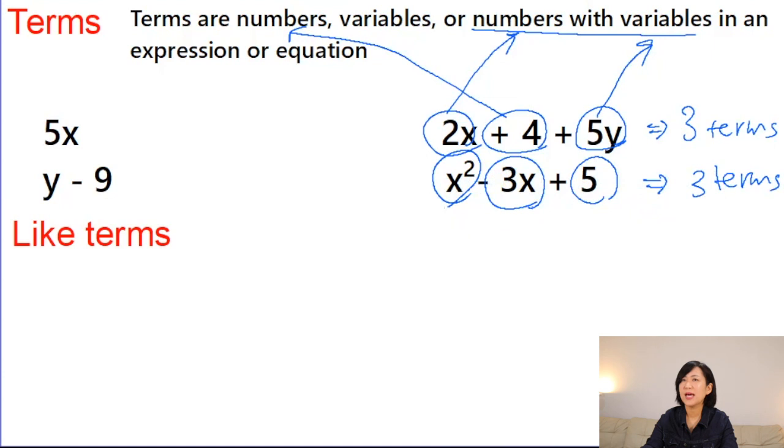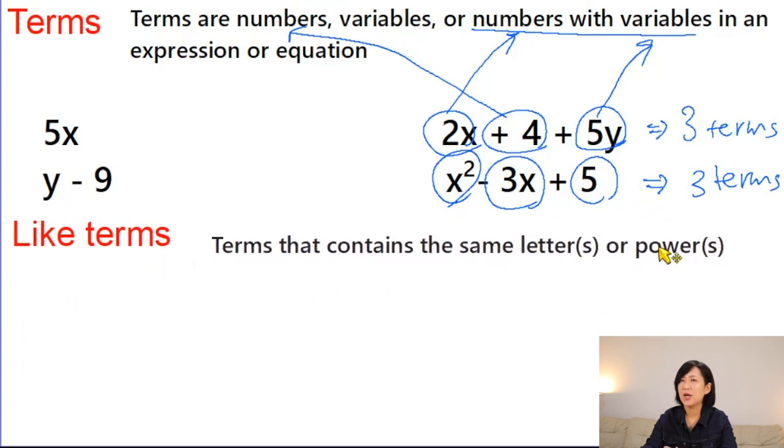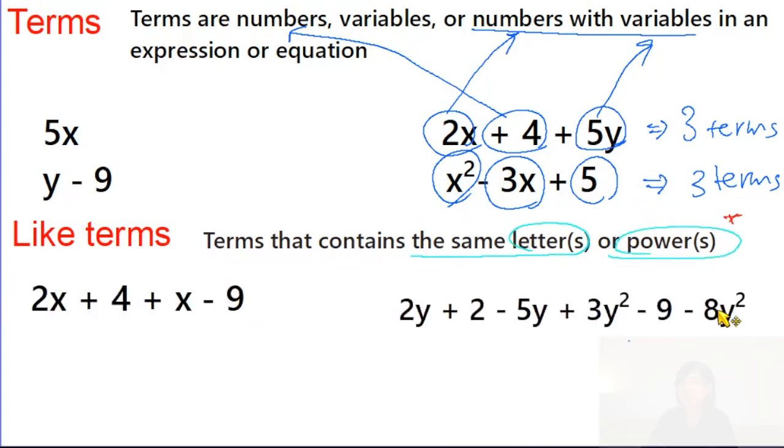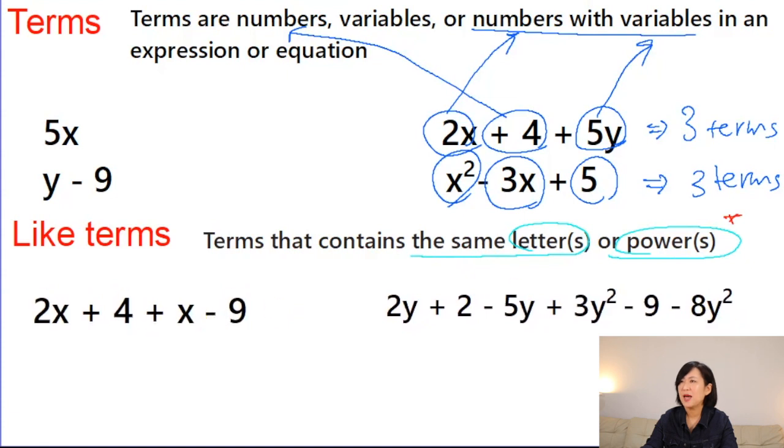Now let's talk about like terms. What is like terms? Yeah, terms that contain the same letter or powers. So terms with the same letter, that is the like terms. And as we said, x and x squared is a different term. So you need to check powers as well. Now I'm going to show you 2 expressions. Then let's actually circle. Let's find the like terms.